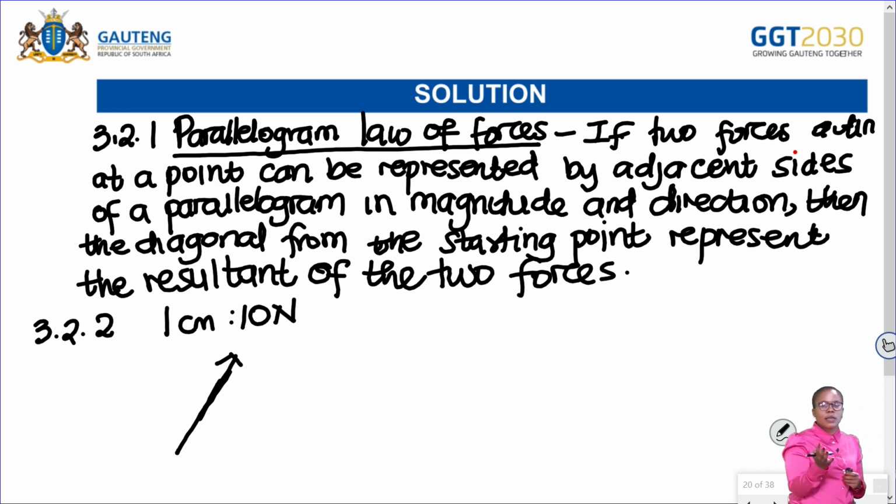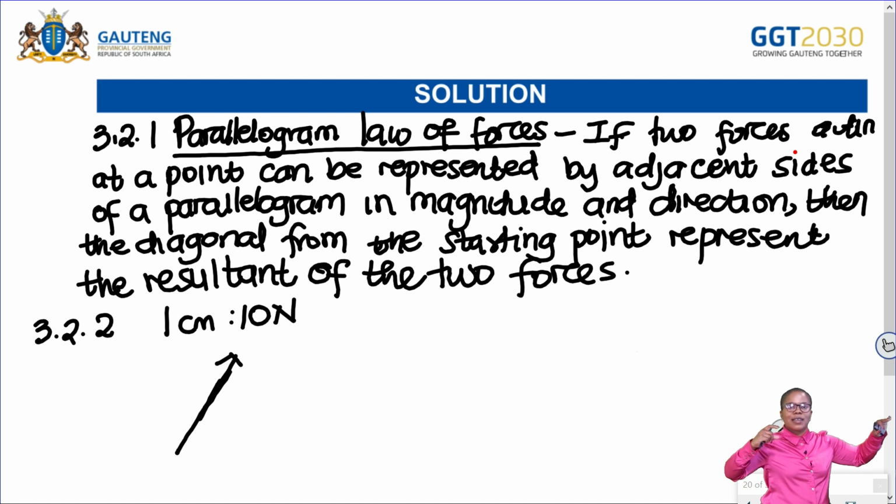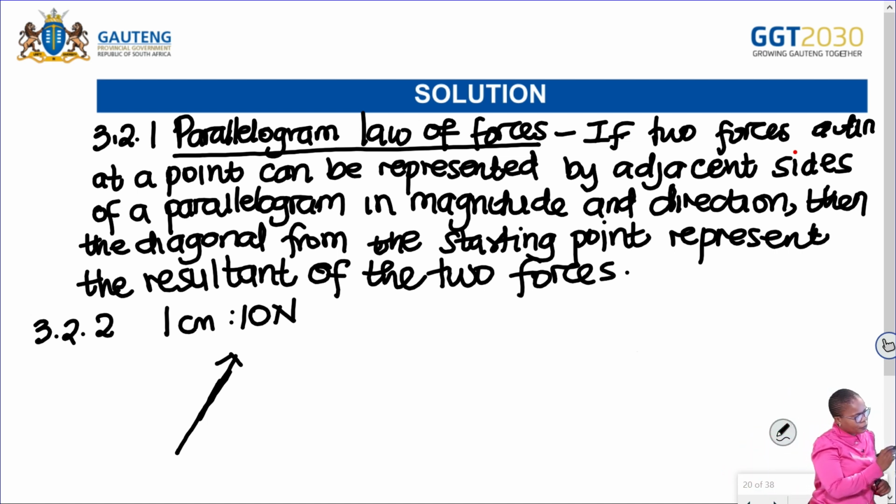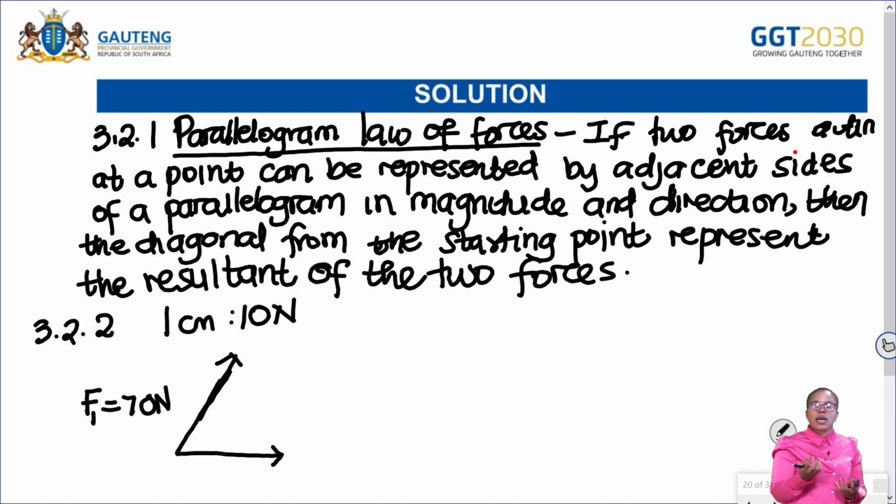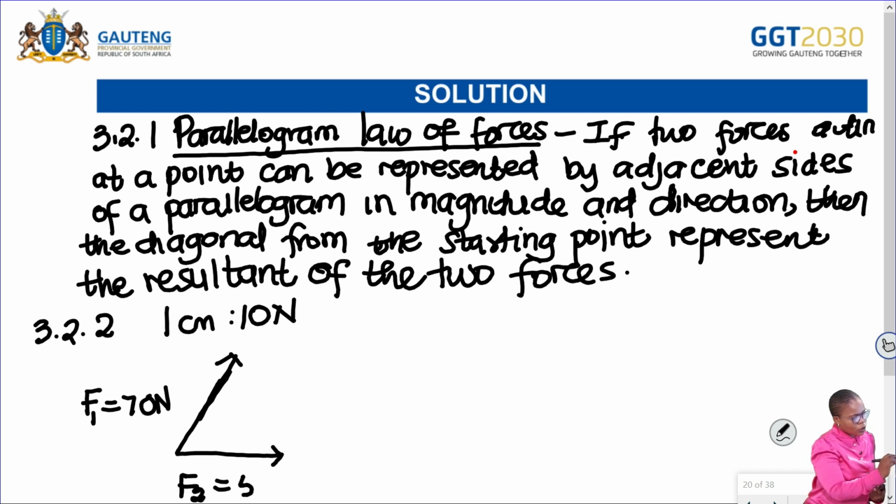Obviously, because you're going to be using the scale, you're only drawing a line of magnitude of 7 centimeters. And then you're going to have your 50. So let's label them. This is your F1, which is equal to 70. Don't forget to use the correct bearing that they've given you, which is 50 degrees apart. And then there is your F2, which is 50 newtons.